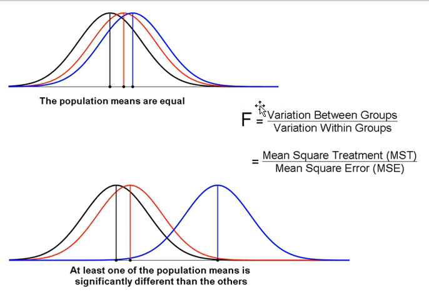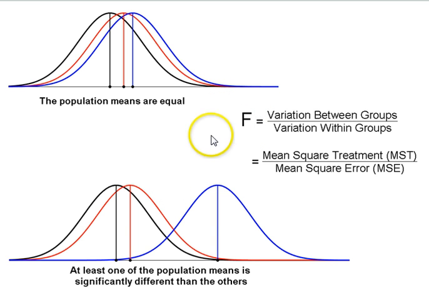Now how that plays out is, in the top scenario, if the groups are all about the same, the numerator of my fraction would be about the same as the denominator. So the F ratio is about 1 when the populations are the same. However, when at least one of the populations is different, remember the denominator stays the same. It's still going to be the same whether the groups are together or not. But the top is going to get a whole lot bigger. So when the groups are equal, you should get an F ratio of about 1.